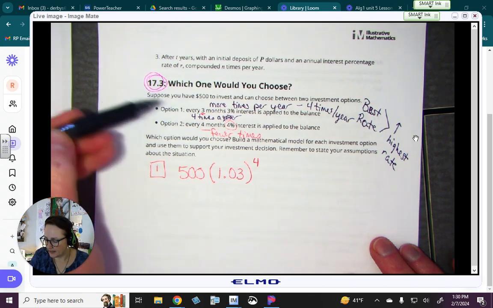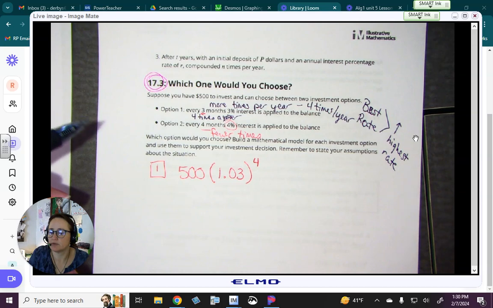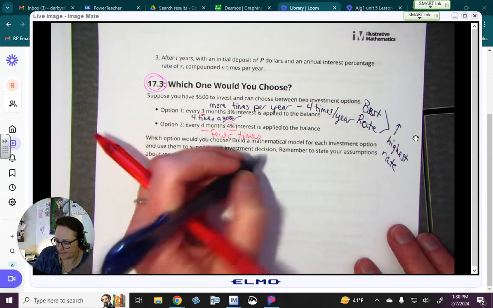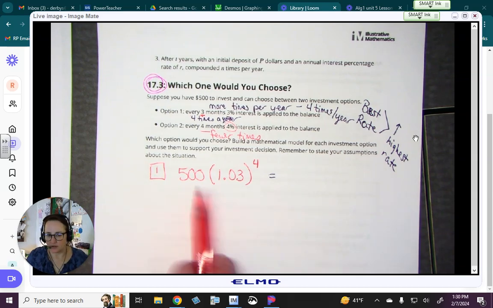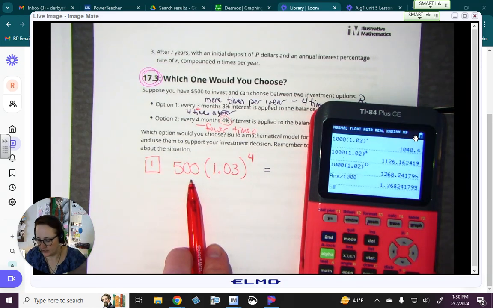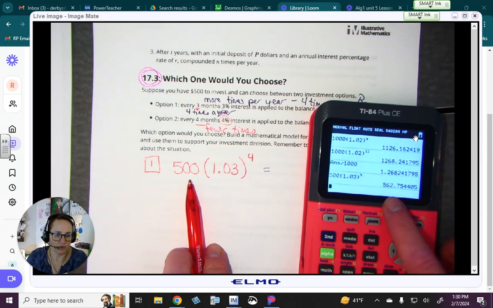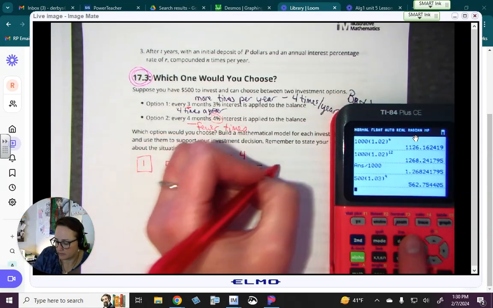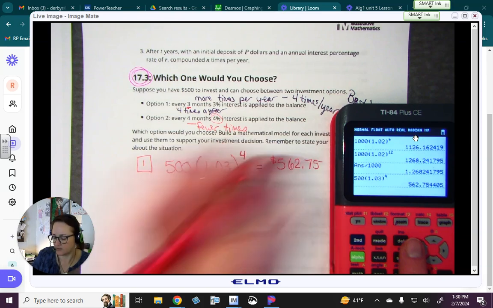It doesn't tell me how long I put it in for, so let's just assume I do it for 1 whole year. So $500 at 3% interest, compounded 4 times per year, gives me $562.75.